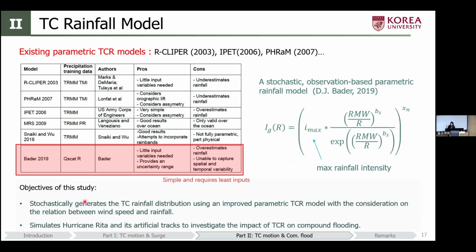So the objective of this study is to stochastically generate the TC rainfall distribution using the parametric TCR model. And we will consider the relationship between the wind speed and the rainfall. And we will also simulate realistic hurricane or typhoon cases to investigate the effect of the rainfall on the compound flood.